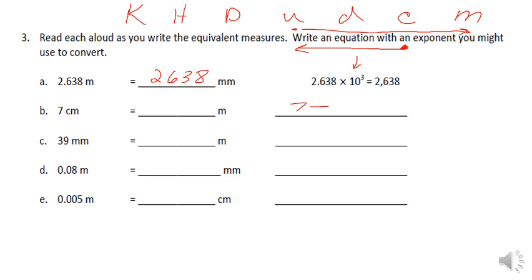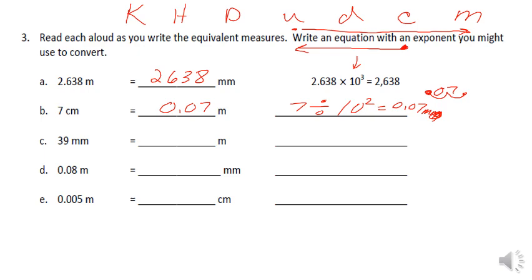So we get 7 divided by, we move 2 place values, so that's going to be 10 to the second. So if we have 7 in decimal, we're going 2 place values in the direction of the arrow, 1, 2, it's going to be 0.07 meters, excuse me. So it's 0.07.